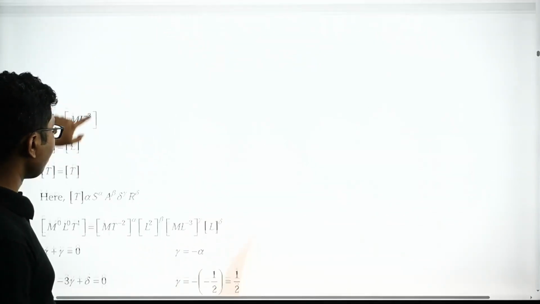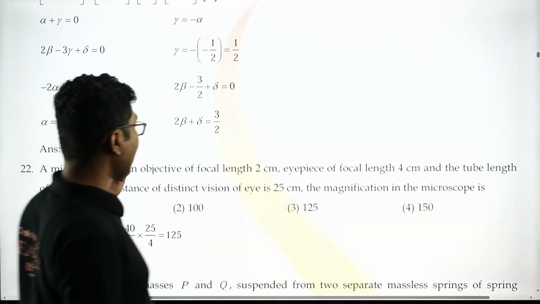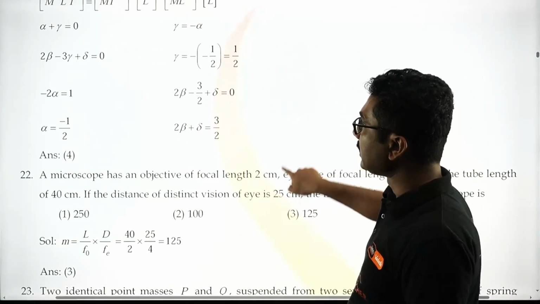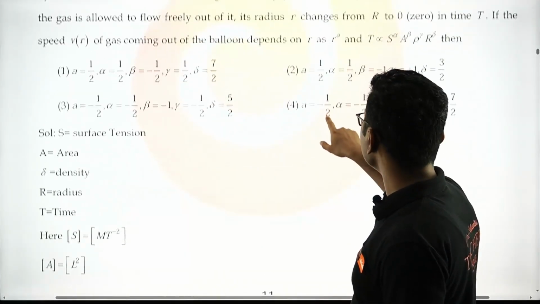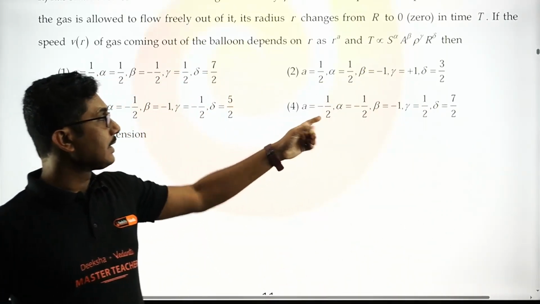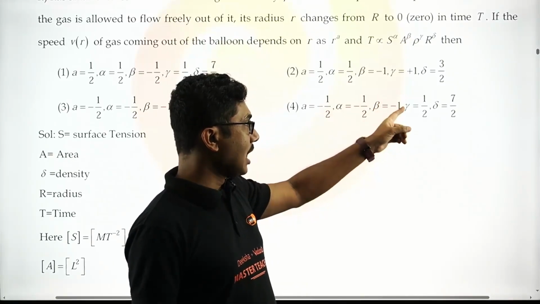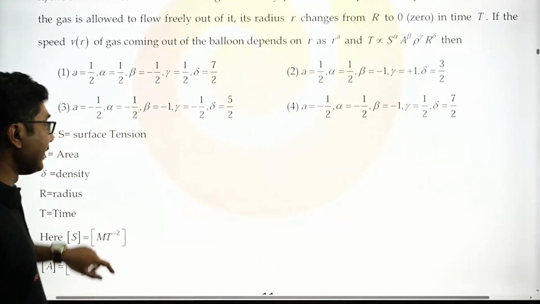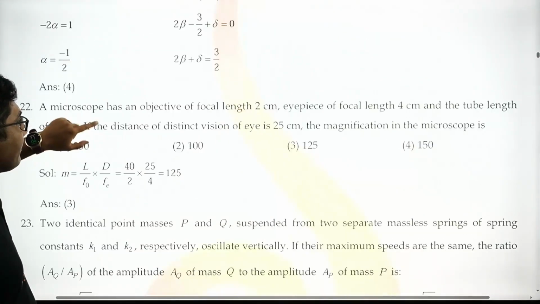You have to do a lot of dimension analysis, and at the end you can find out the relation of alpha, delta, beta, etc. Here, according to the solution, the correct answer is option 4. Alpha is minus half, beta is minus 1, gamma is half, delta is 7 by 2. So this is why this paper is a little lengthier, and definitely they have given this question.